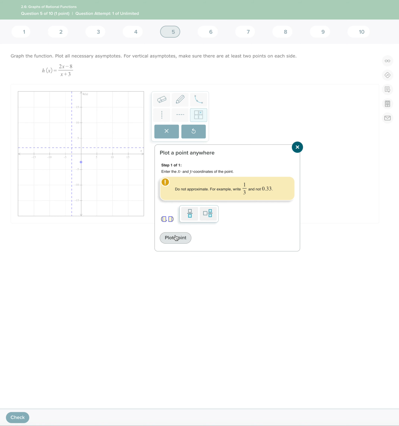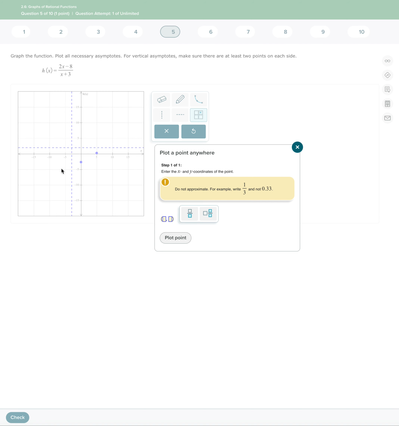and plot that point. Just looking at this numerator, I might as well just go ahead and let x equal to 5. It's not a big deal. So when x is 5, we have 2 in the numerator, 10 minus 8, and the denominator is 8. So here we have 2 divided by 8, which is 1/4. So when x is 5, y is 1/4.